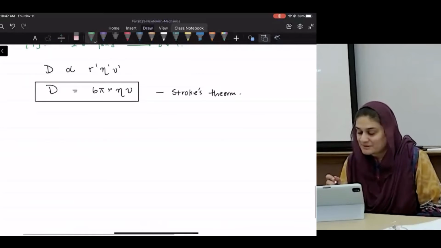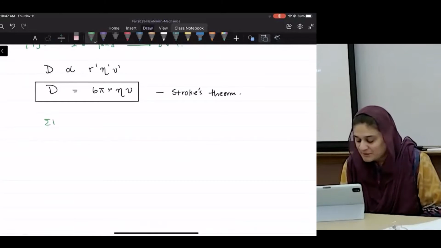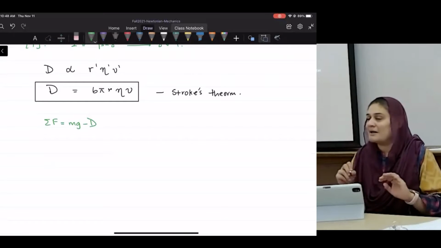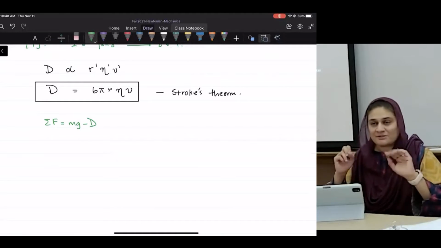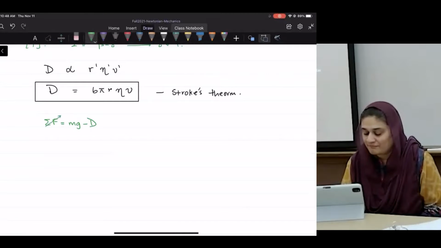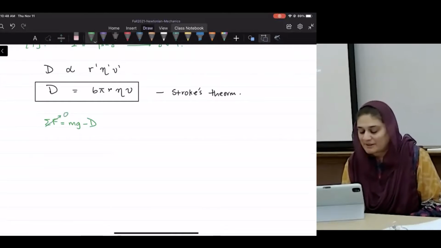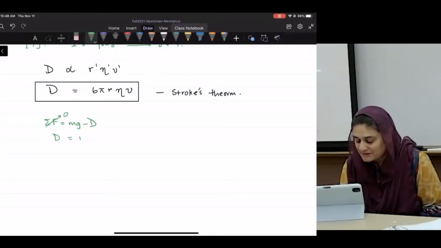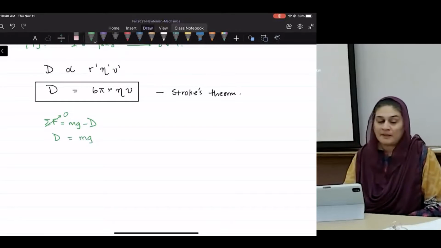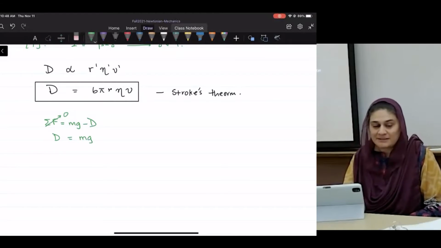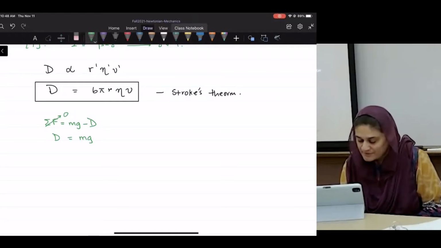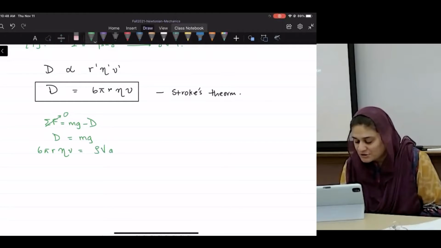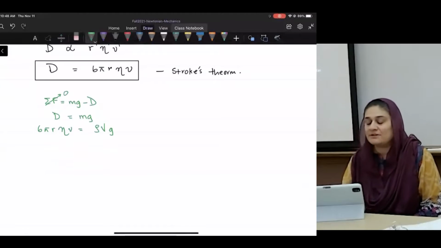Can I rewrite this equation again? Sigma F equals mg minus d. Imagine there is no acceleration. I'm at terminal velocity. This goes to 0. May I write this as d equals mg? May I plug in d here? 6 pi r eta v. Can I write rho Vg? Can I cancel those two v's?